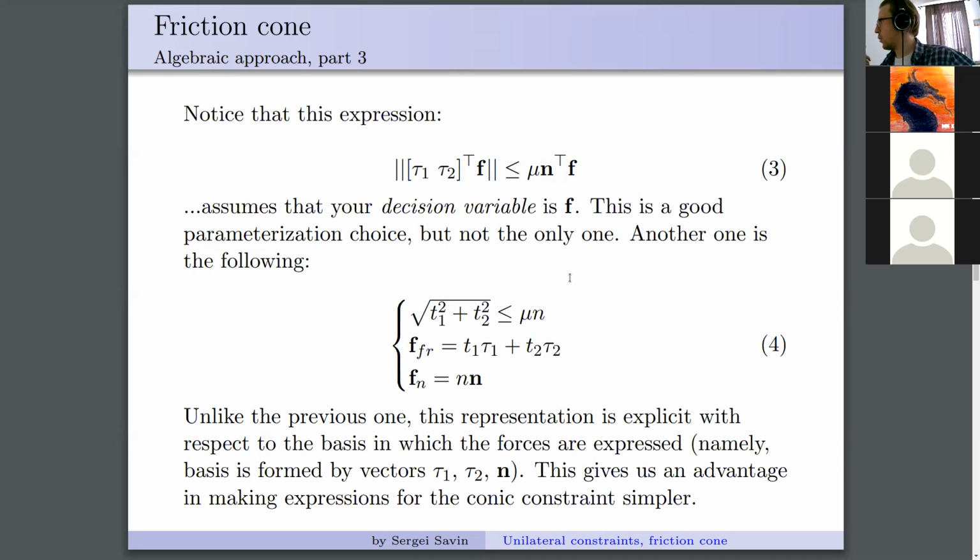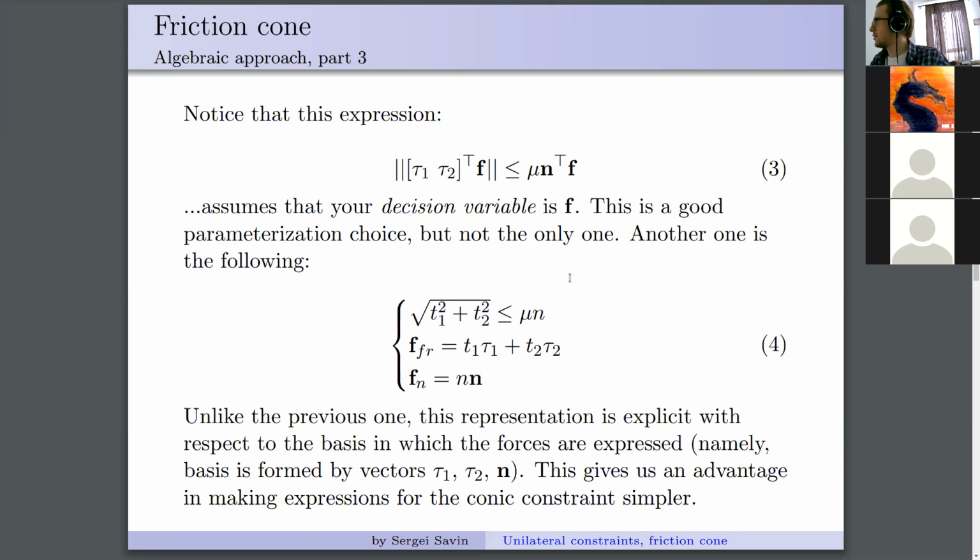Here you just say that T1 is what you need to multiply tau1 with to get the first component of friction. T2 is a coefficient that you multiply tau2 to get the second component of friction. Notice the second line. That's exactly what it says. That is the definition of T1 and T2. And so those are coordinates that you get after, in the original expression, multiplying tau1, tau2 transposed times f. That is, the answer to this is T1, T2.